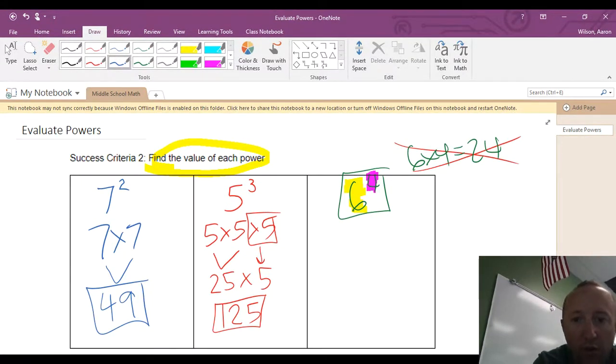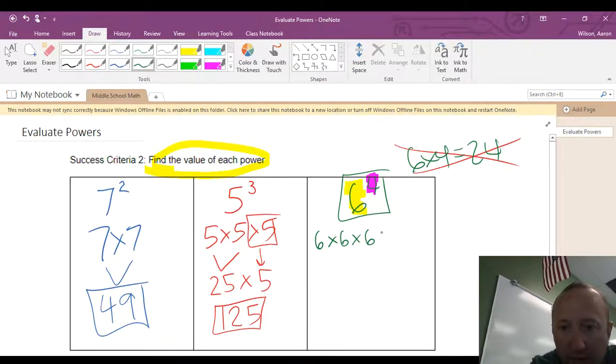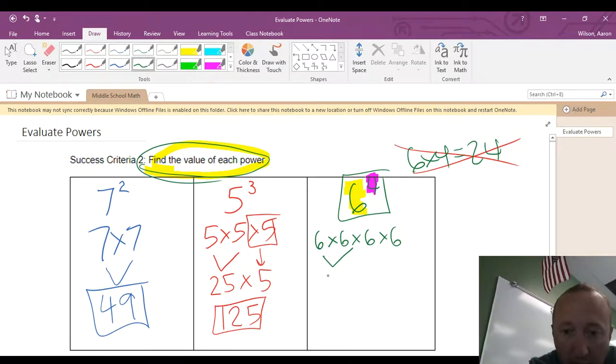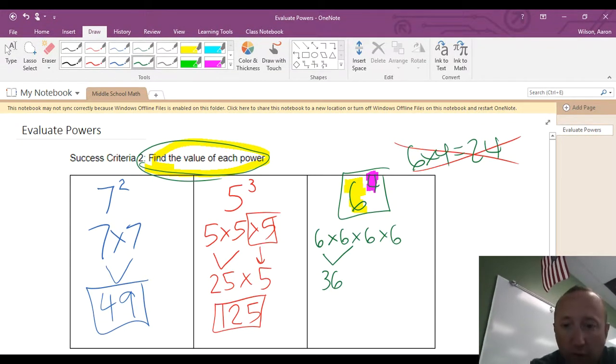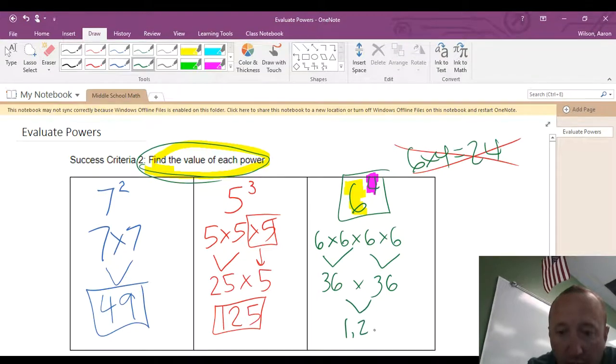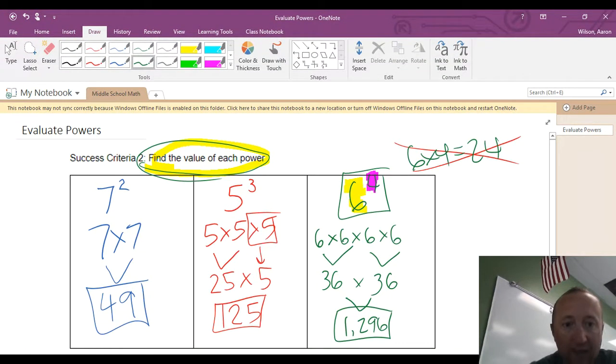6 to the fourth power means 6 times 6 times 6 times 6. So when it says find the value, we just do the math. 6 times 6, I know, is 36. But I also know 6 times 6 is 36. And then all that's left is 36 times 36, which I'm using the calculator, nothing wrong with that, and that gives me 1,296. That is the value of powers.